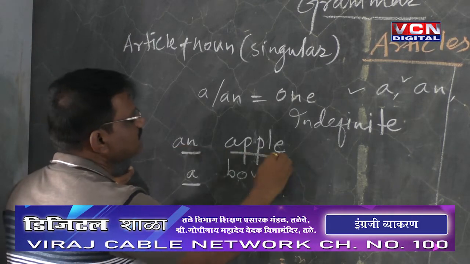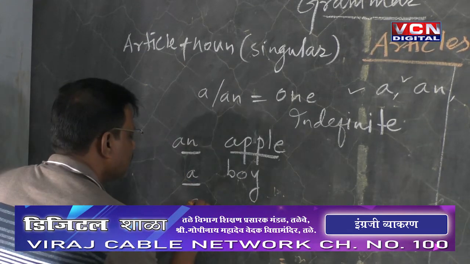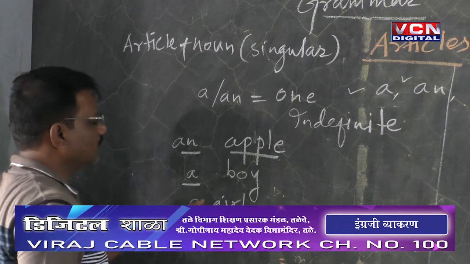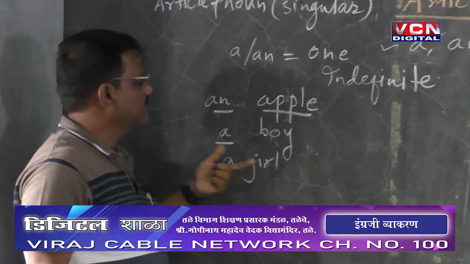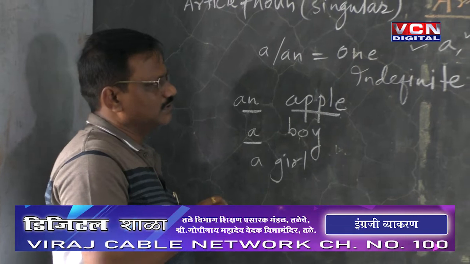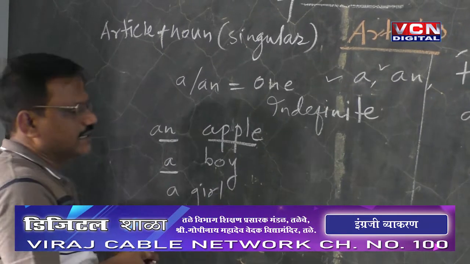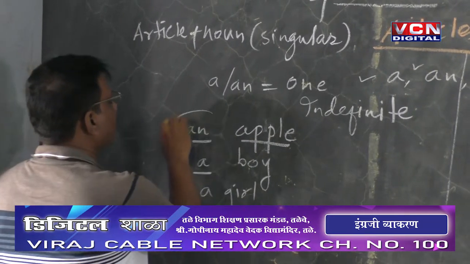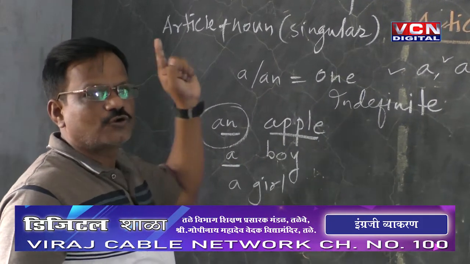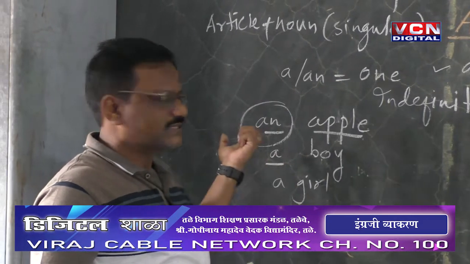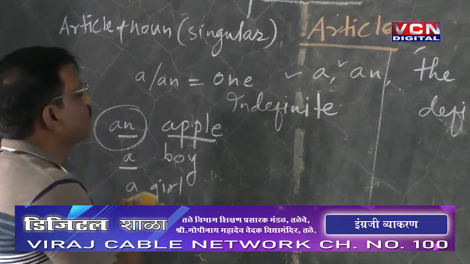An apple also means one apple. A boy, one boy. A girl, one girl. In this way, we go on using a or an, the indefinite articles, before the noun. So let us see the difference. A is much easier to use in a sentence as an article, but we are always confused about an, about using an in a sentence. When to use an and when not to use an, and to take a as an article, that difference we are going to clarify before going further.